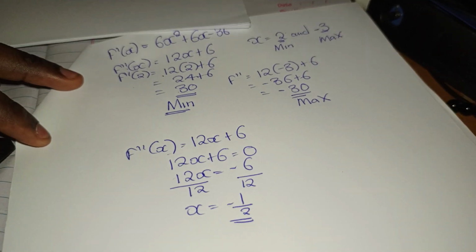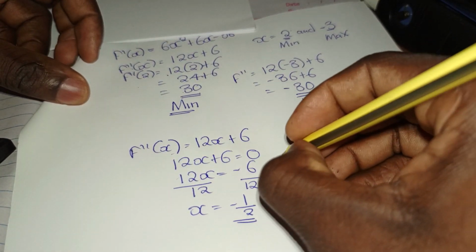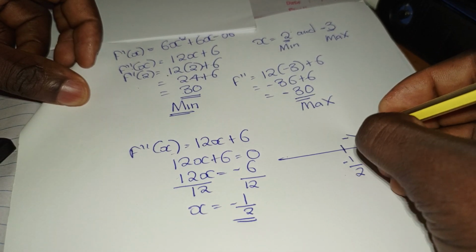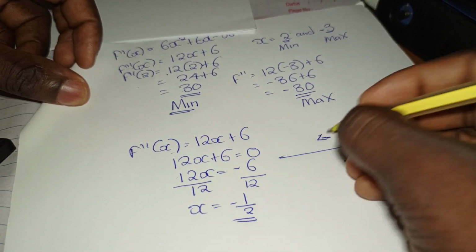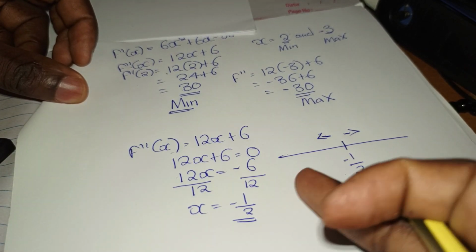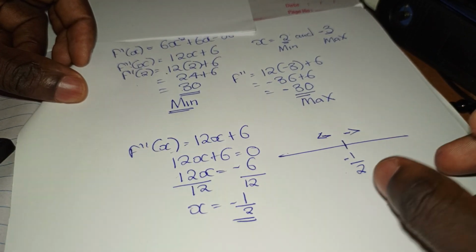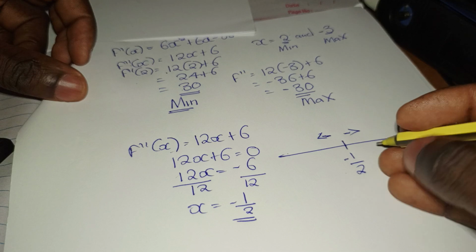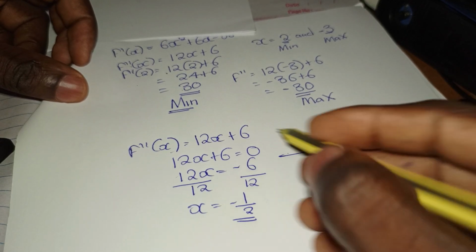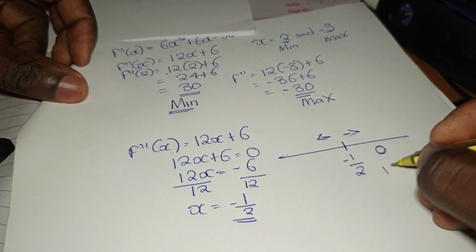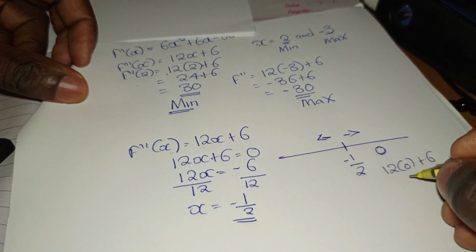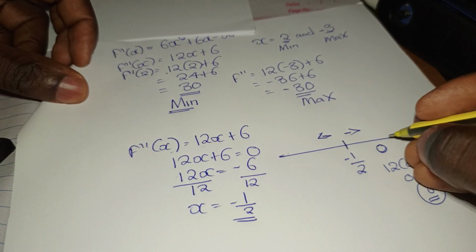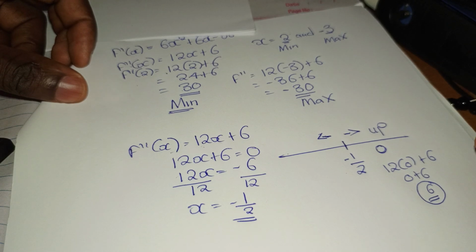Having gotten our answer to be -1/2, we will now draw a number line where you will plot this -1/2. You will have this side and this side. Remember, this is the negative side of the number line and this is the positive side. Let us pick a number this side, we can pick 0. If you put this 0 in here, you will get 0 plus 6, which is equal to 6. Since this is positive, it is concave up.